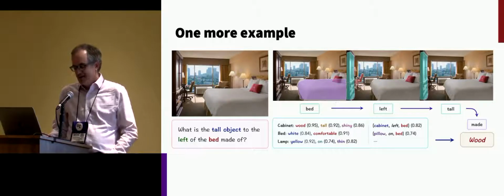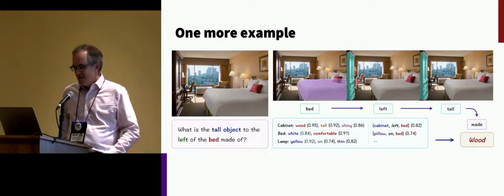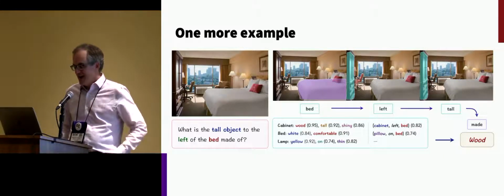Here's one more example. What is the tall object to the left of the bed made of? So we can start with the bed, look to the left of it, see something which is indeed tall, a tall cabinet, and ask about its attribute of what it's made of, and return wood.